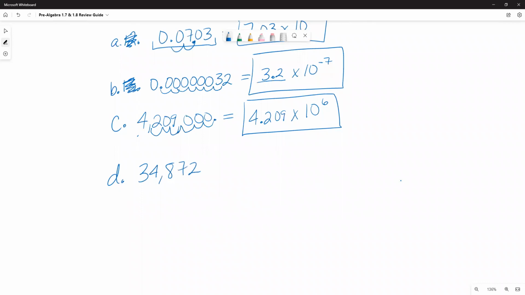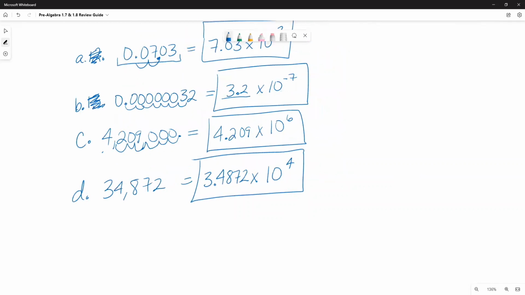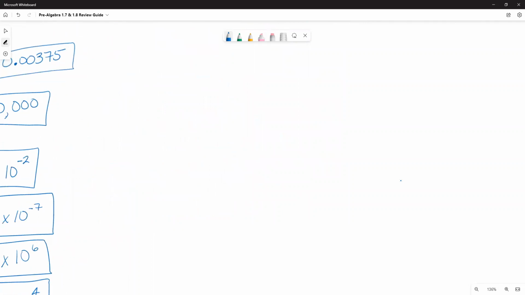34,872 in scientific notation, please. Yes, times 10 to the 4th power. Good job. Y'all got this? We're pretty good. Okay. Something to write. You can write this on the back if you want, and then we'll get to number 13. But I want us to look at this.